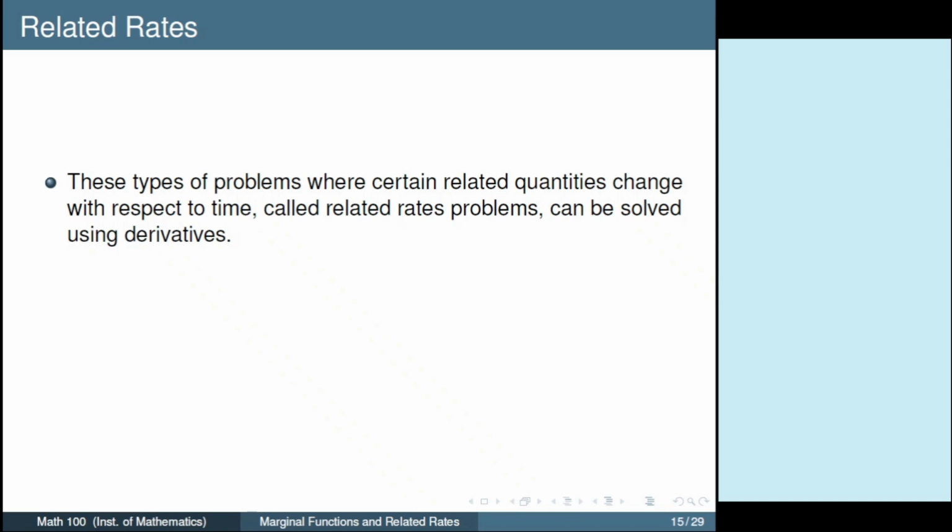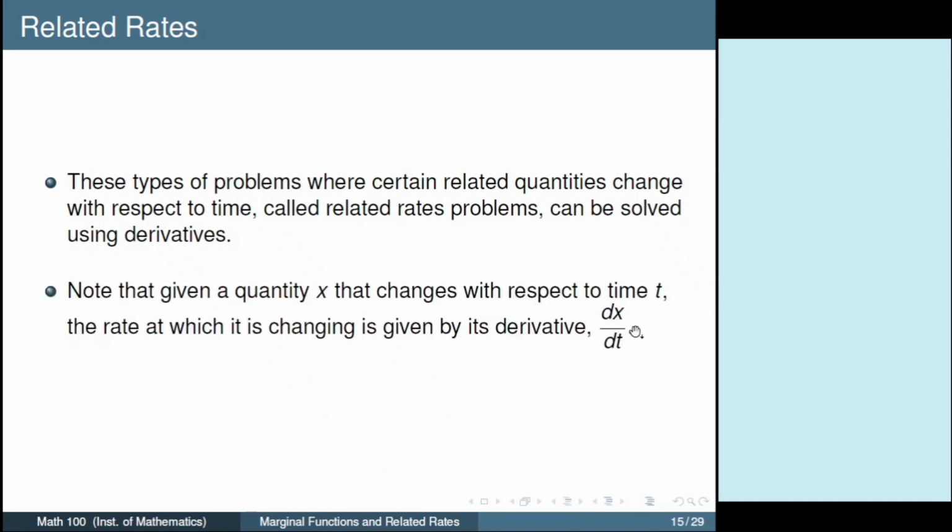So that means pwede nating mahanap kung gaano nag-i-increase or nagdi-decrease ang isang quantity based nga sa rate of change ng isang related quantity sa kanya, both of them ay with respect to time. Okay? And again, since we're talking about rate of change, we're going to use derivatives here. Okay? So if you have a quantity x that changes with respect to time t, then the rate of change is given by dx over dt. Okay? So kung quantity y naman yan, that will be dy over dt. If that's A, then dA over dt and so on. Okay?